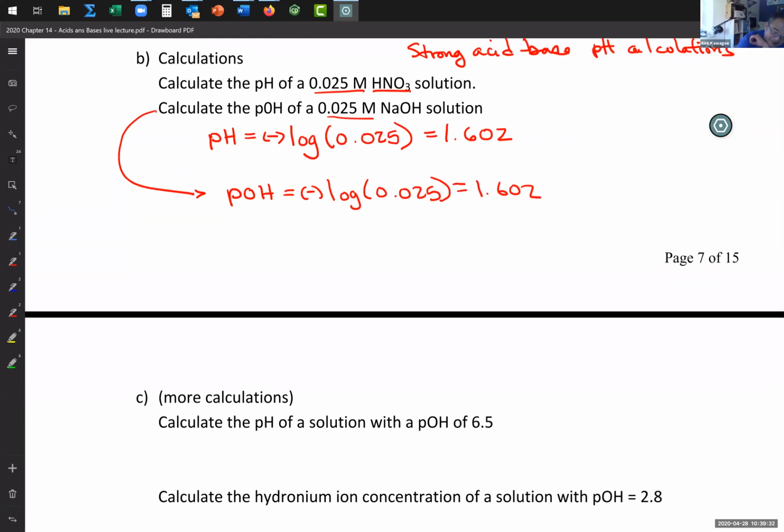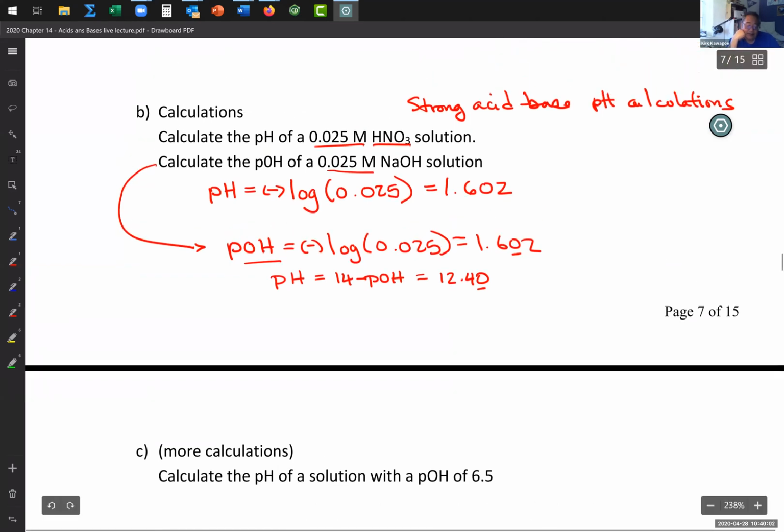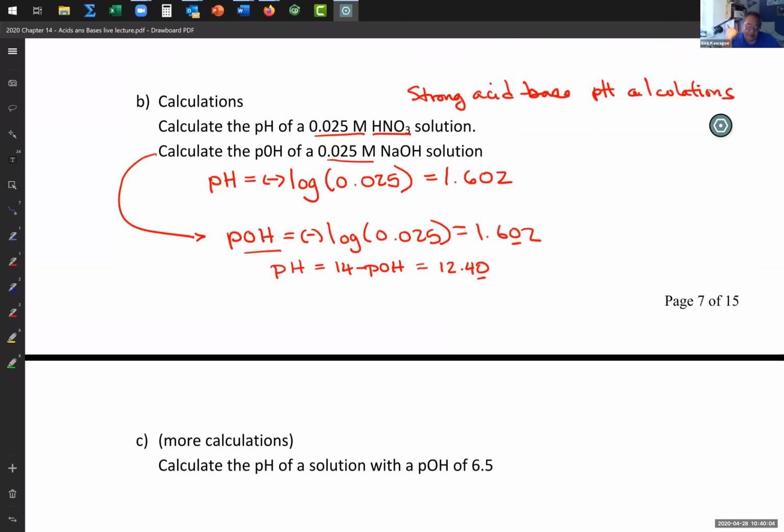So if you want the pH of this solution, then you would say pH is equal to 14 minus pOH. So that would be something like 12.4, basically, rounding. We're rounding it for this place here. So that's the idea of some of these equations. I just want you to be familiar with them.